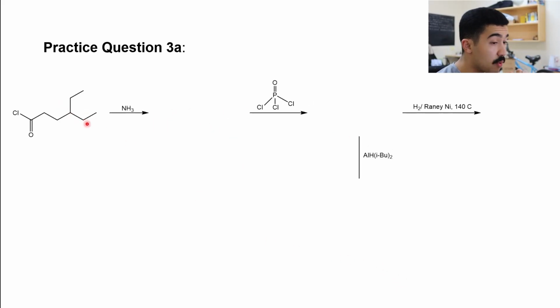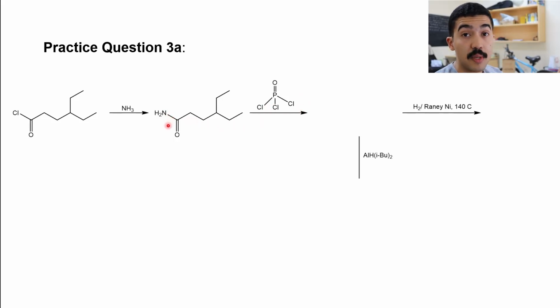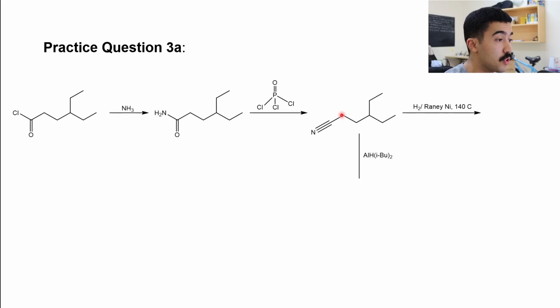So we're reacting our acyl chloride with an amine. And we know that reacting acyl chlorides with amines produces amides. So we can basically fill that in. Let's go ahead and draw our amide. Perfect. Now we're reacting our amide with POCl3. Whenever we react an amide with POCl3, and the amide has to be unsubstituted, we're converting that into a nitrile. So C triple bond N. Okay, perfect. We have our C triple bond N over here.